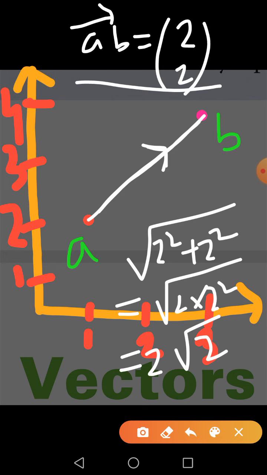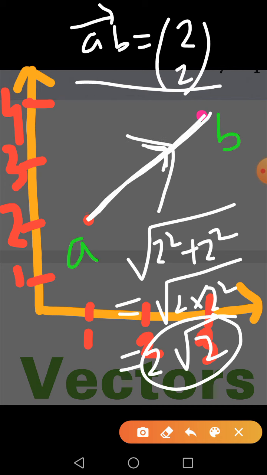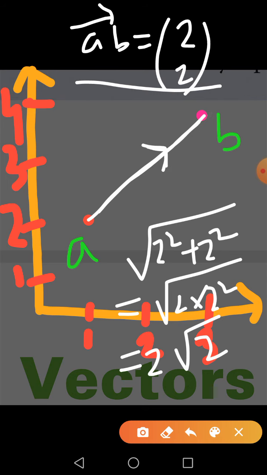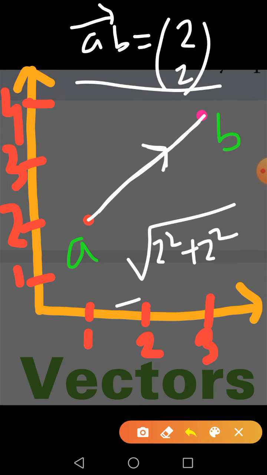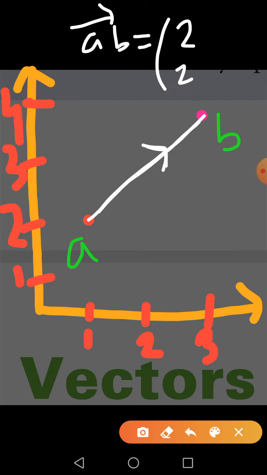That means you have to take this number of steps if you want to go directly from A to B, and each of your steps has a value of 1 unit. Okay? And if each of your steps has a value of 1 unit, then we call it the unit vector. Now, let us go into some more details.